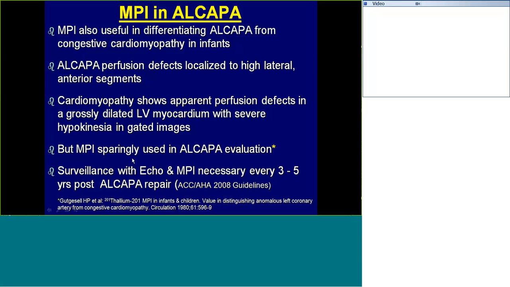But unfortunately, even though ACC and AHA guidelines are there for the utility of MPI, it has to be done every 3 to 5 years post Alcapa repair. Nobody does. It's not only with us, even other studies have shown that it is being sparingly used. But take it for granted, it has a real scientific value in differentiating these two, also in prognostication and in looking for a fresh asymptomatic ischemia in these post Alcapa repair patients. This is a very useful investigation.